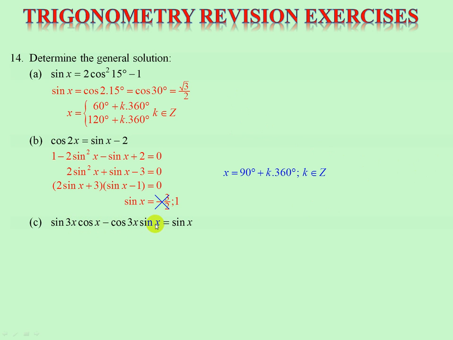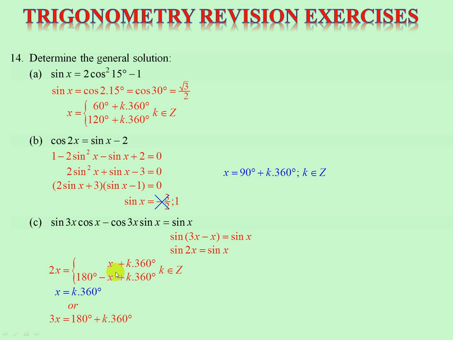Sine 3x cos x, cos 3x sin x, oh yes, that's the sine expansion, eh? Sine 3x minus x equals sine x, which means sine 2x equals sine x. Well, now this is like those equations where you had to solve without using a calculator. If sine 2x equals positive, then first and second quadrants. There we are. So 2x equals first quadrant x plus k 360, second quadrant, 180 minus x plus k 360. Now we're going to solve. Let's solve that one first. Here we are. X equals k 360. Taking the x across, 2x minus x. There's your answer. And this one, take the x across, you get plus x. So it's 3x equals 180 plus k 360. And that gives you 60 plus k 120.